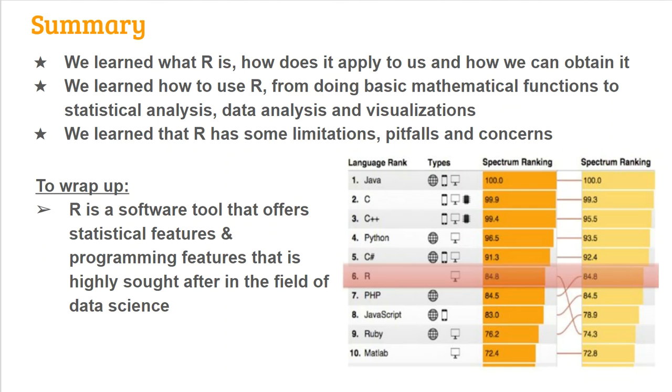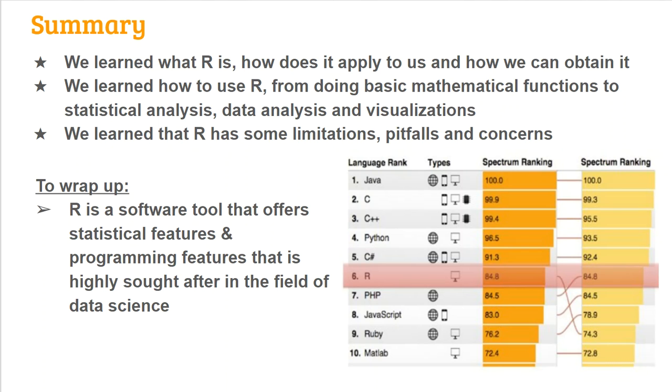To summarize, we have learned what R is, how it applies to us, and how we can obtain it. We also learned how to use R, from doing basic mathematical functions to statistical analysis, data analysis, and visualizations. We learned that R has some limitations, pitfalls, and concerns. So to wrap up, R is a software tool that offers statistical features and programming features that is highly sought after in the field of data science.